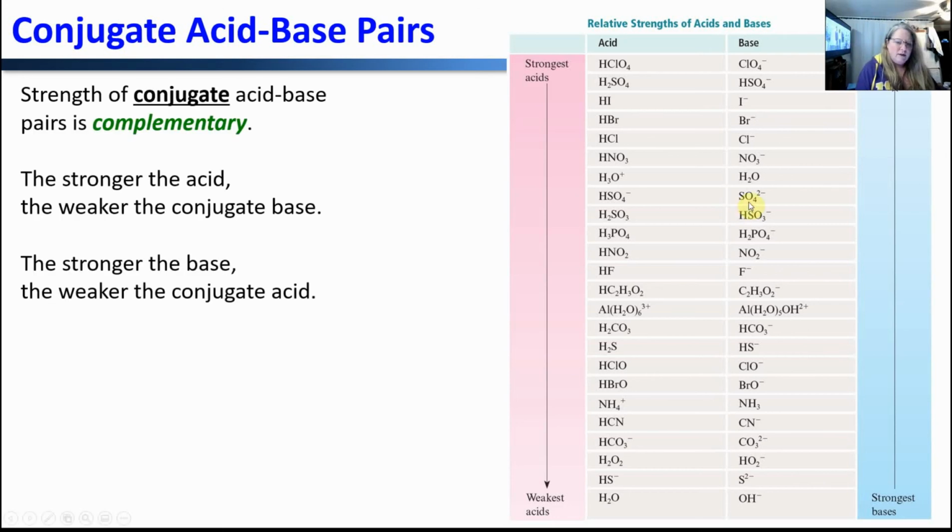So it's just the complementary look then: if something is a stronger acid, it's going to have a weaker conjugate base, and a stronger base is going to have a weaker conjugate acid, and that really can be defined in terms of the bonds that they're making with each other.